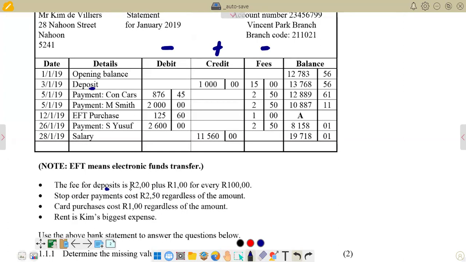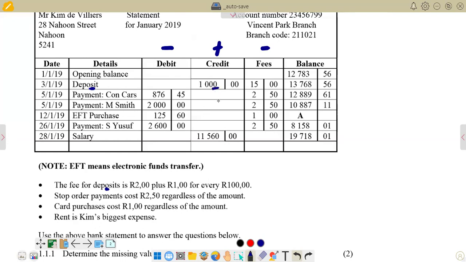So we are going to just apply what we are being instructed there. Basically, we are going to have our 2 rand as a fixed charge on the deposit. Then we add 1 rand for every 100 rand. You see that the total deposit that we have there is 1,000.